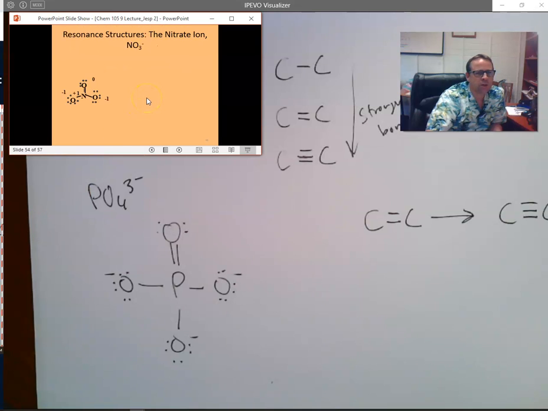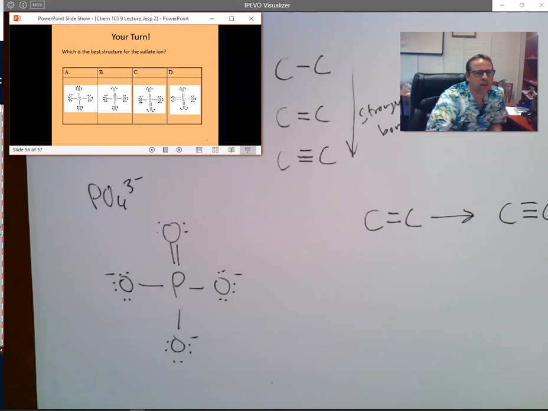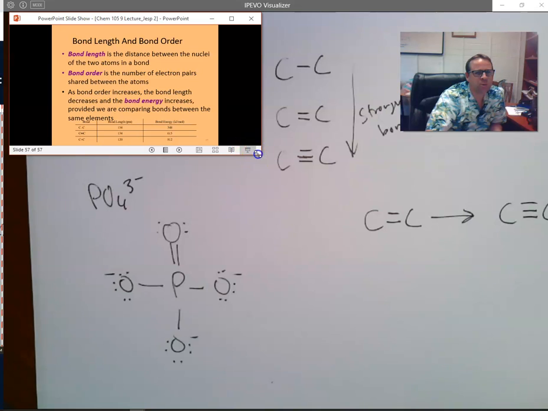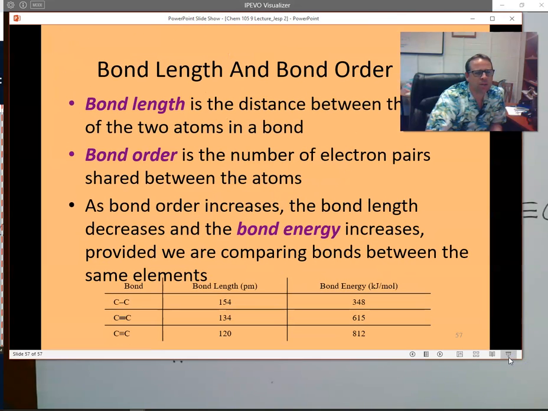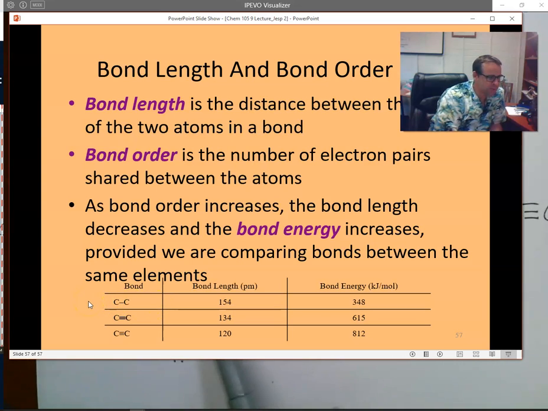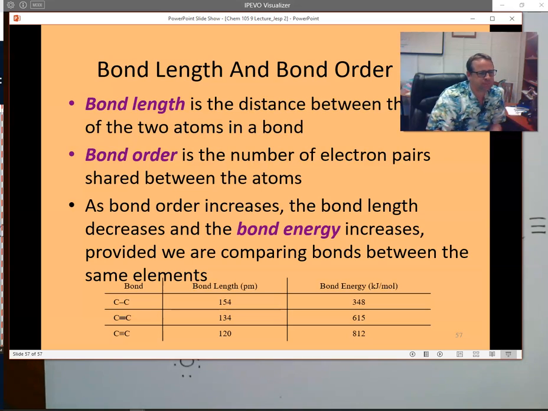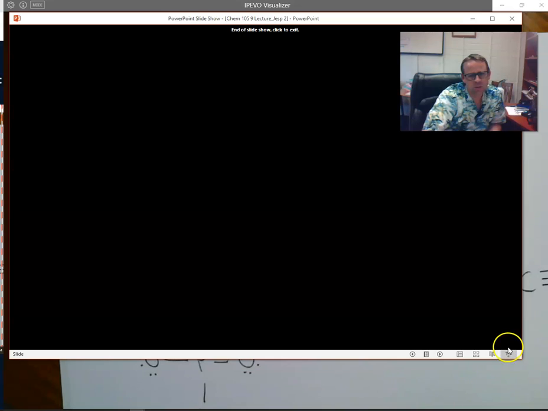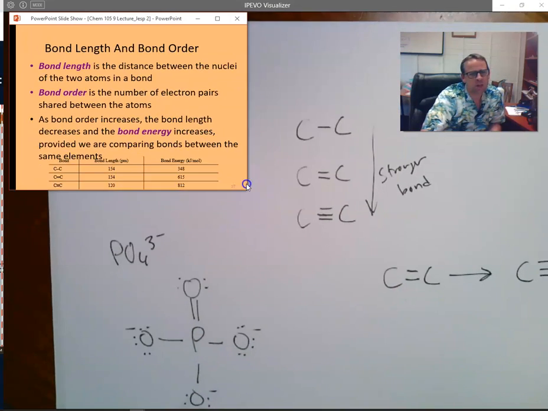I have no idea. Okay, let's look at this table right here for carbon-carbon bonds. Which one do you think is going to be shorter then, a phosphorus-oxygen double bond or a phosphorus-oxygen single bond? Double bond. That's right. The double bond is shorter. A double bond is shorter.